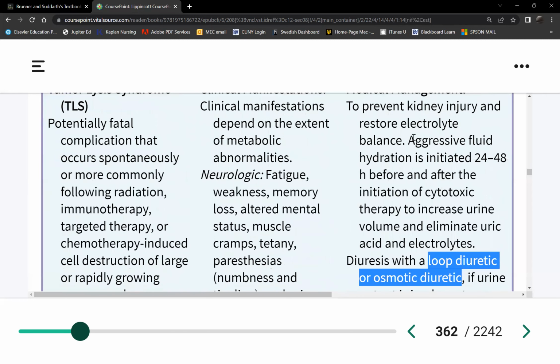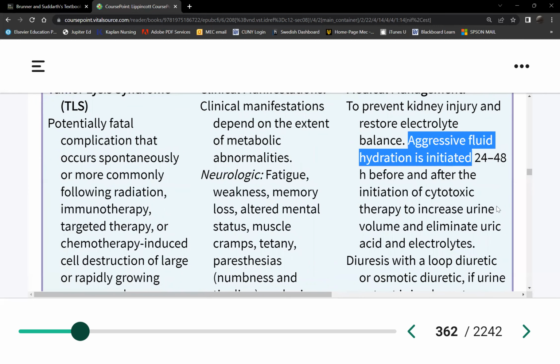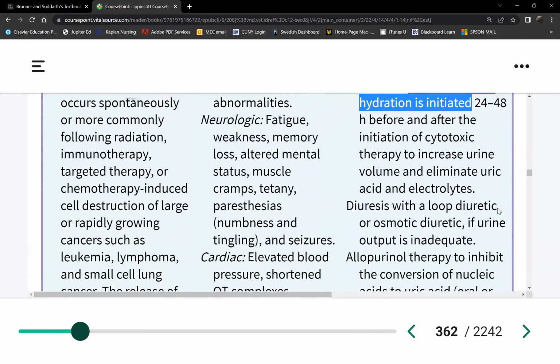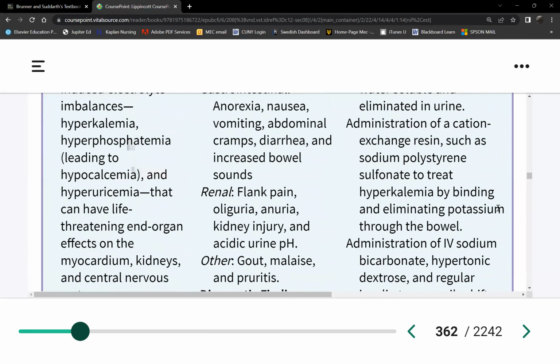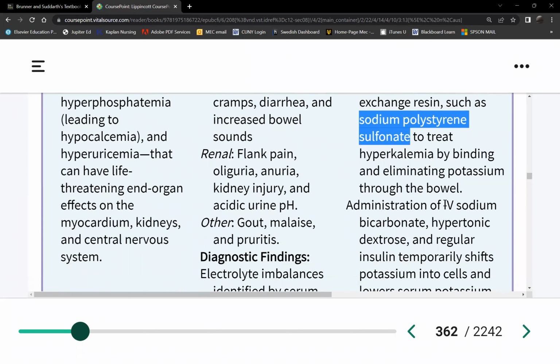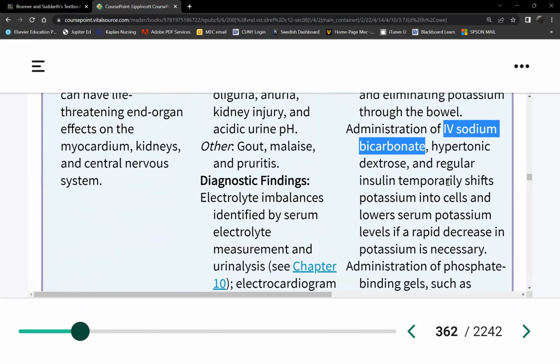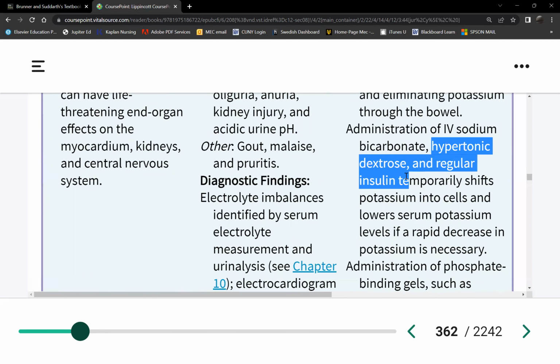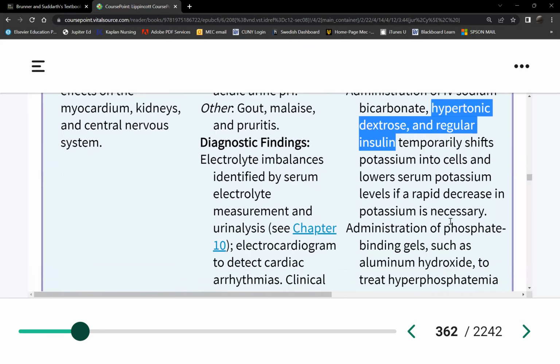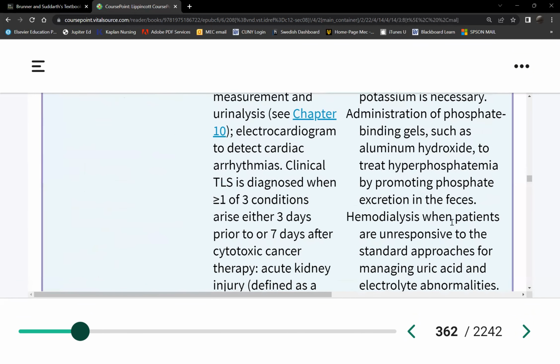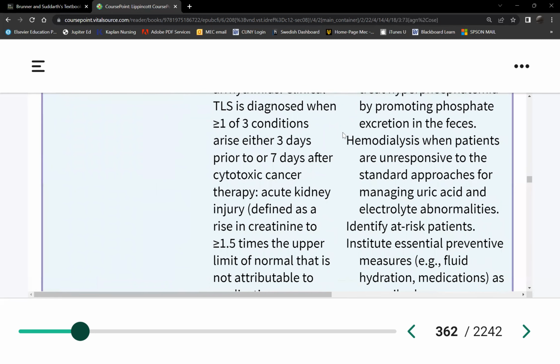So you give lots of fluids for the AKI. And the fluids also will help eliminate the uric acid. For the potassium, how do you lower potassium? Kayexalate, which is sodium polystyrene sulfonate. And how else? Sodium bicarbonate. And dextrose with regular insulin IV. And what's the other? Calcium what? Calcium gluconate. Or if needed, we give them dialysis.